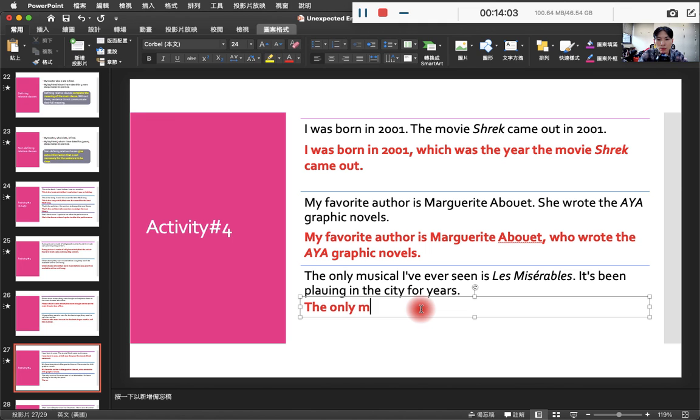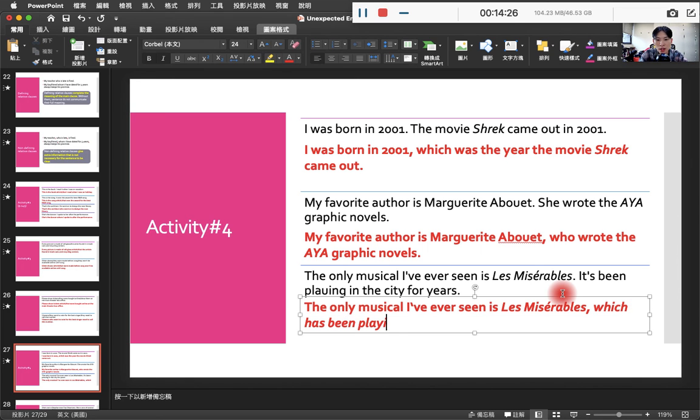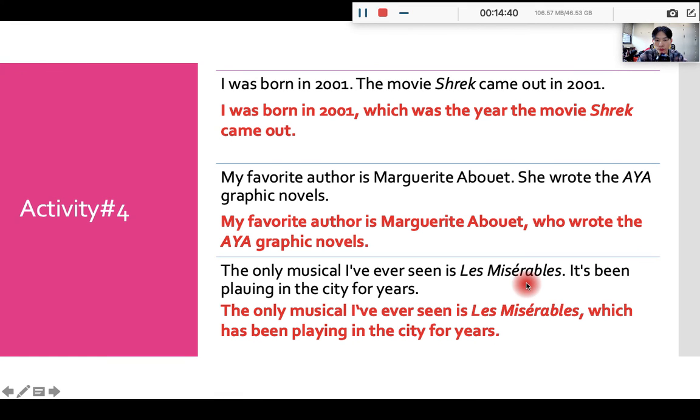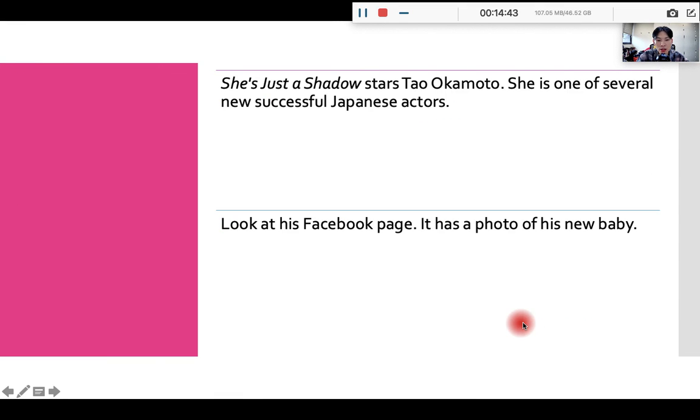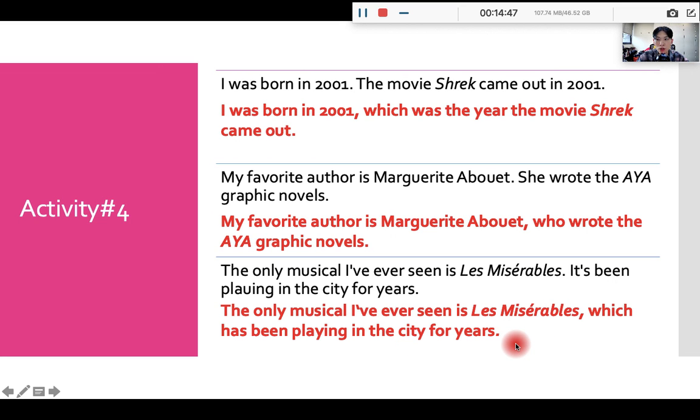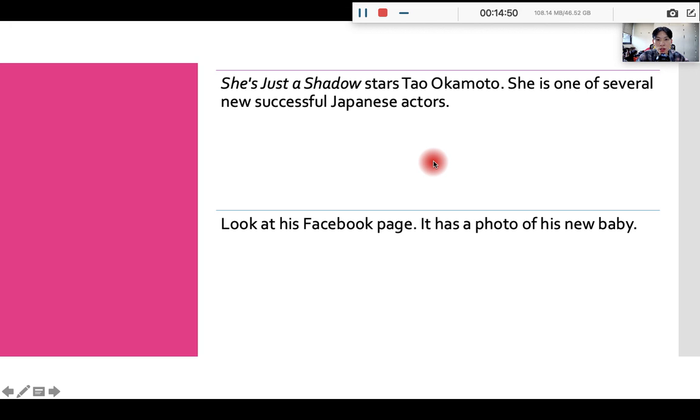The only musical I've ever seen is Les Mis. And then non-defining, we need a comma, which has been playing in the city for years. Okay, so this one does not need to be italicized. So the only musical I've ever seen is Les Mis, which has been playing in the city for years.